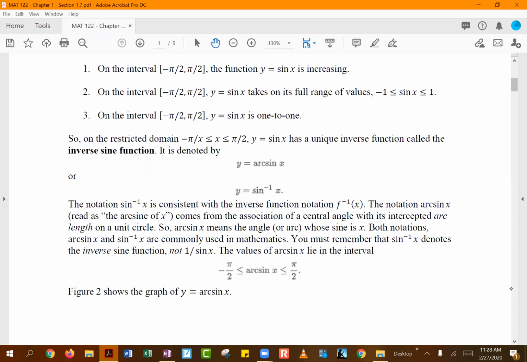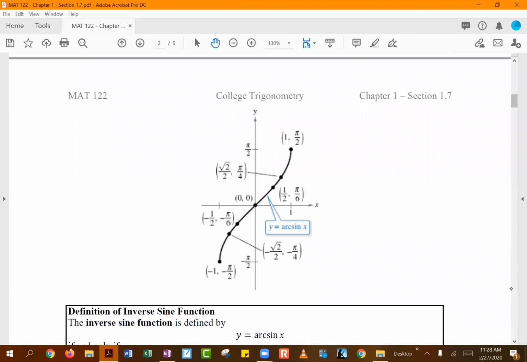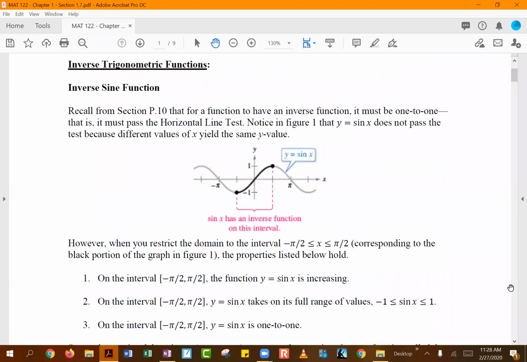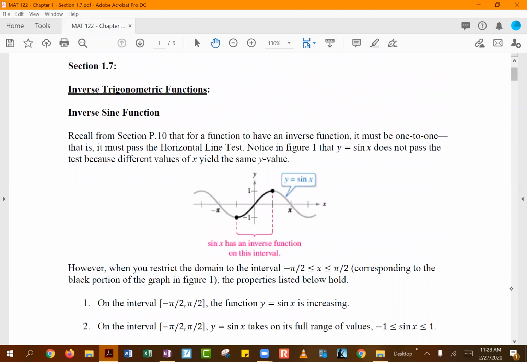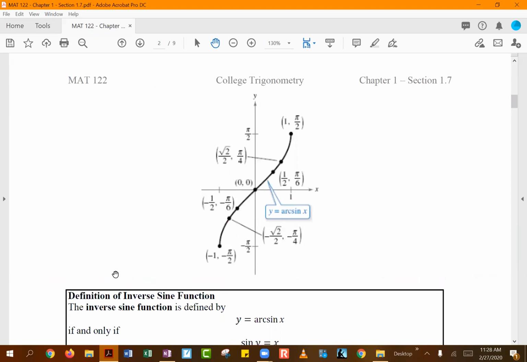So let's take a look at our example, and you can read that paragraph a little bit more. But if you look at this image over here with arcsine of x, what are you noticing on this graph compared to that restricted domain that we have over here? So what did we say our restricted domain for the arcsine function was going to be? Between what values were we restricting our x?